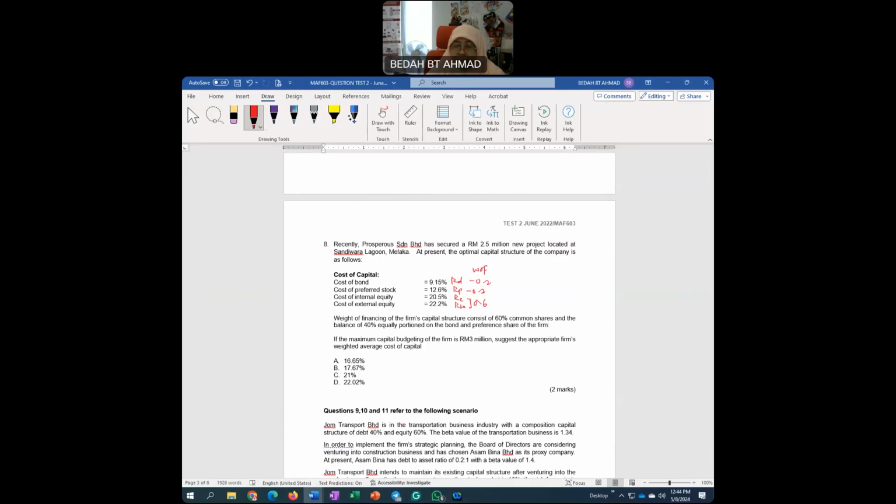Okay, if the maximum capex of the firm is 3 million, suggest what is the firm's weighted average cost of capital. This one we can calculate WACC. 9.15 multiplied by 0.2 gives you 1.83. And KP 0.2 times 12.6 is 2.52. Between KE and KNE, you need to compare the maximum capex first, which is given as 3 million, with the cost of project, which is 2.5 million. That means the cost is lesser than the maximum capex, so the retained earnings are sufficient to cover the cost of project. So we use KE, which is 20.5%.